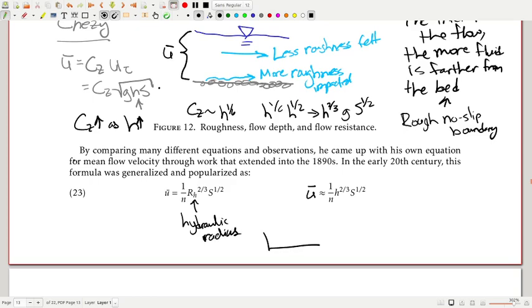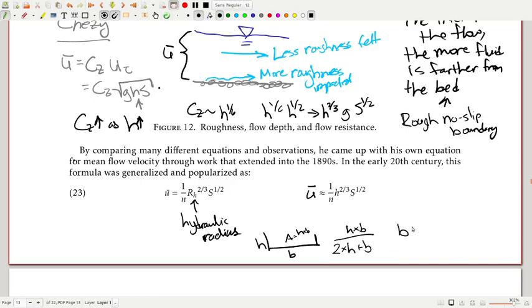And if you remember, if we have a channel like this and we have the depth and the width of the flow, and we have the area, which in a rectangular channel is just h times b, the hydraulic radius is equal to the area over the wetted perimeter, which is 2 times h plus b.